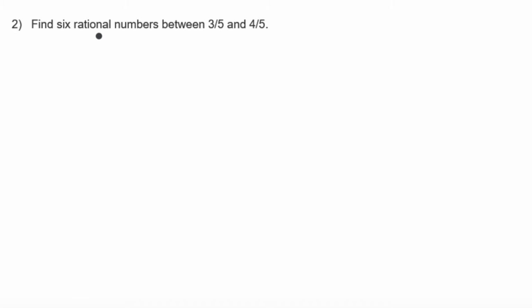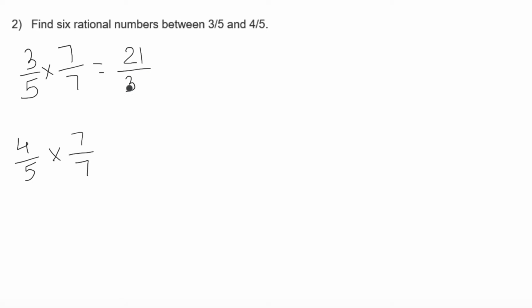Find 6 rational numbers between 3 by 5 and 4 by 5. We apply the same trick. We write 3 by 5 and 4 by 5 like this. Then we will multiply with 6 rational number, that means 6 plus 1, 7 divided by 7. Same with 4 by 5, 7 by 7. It becomes 21 divided by 35. It becomes 28 divided by 35.